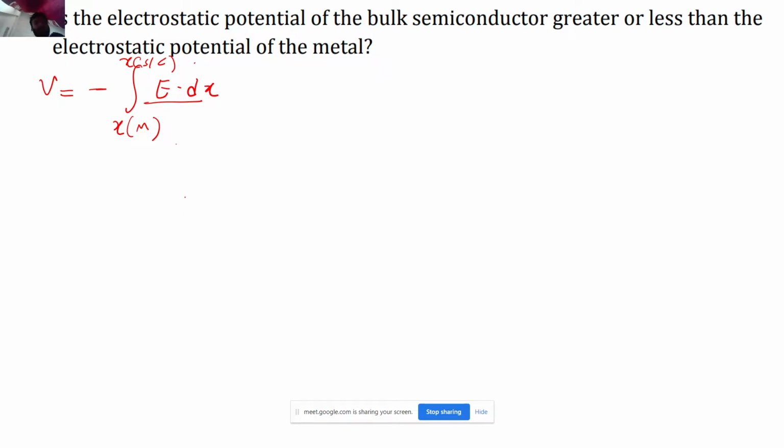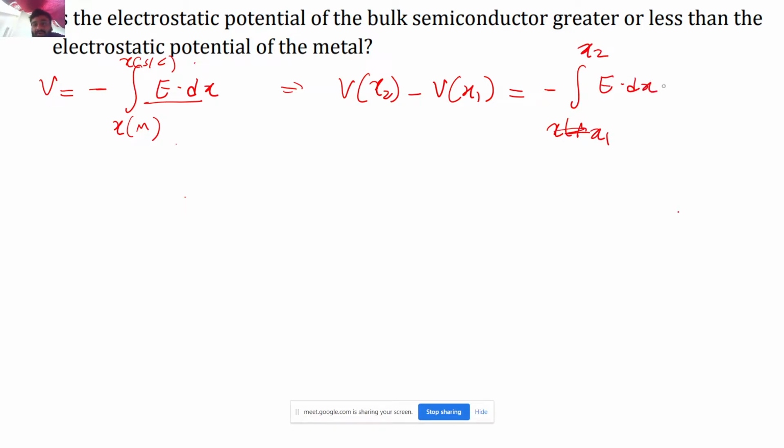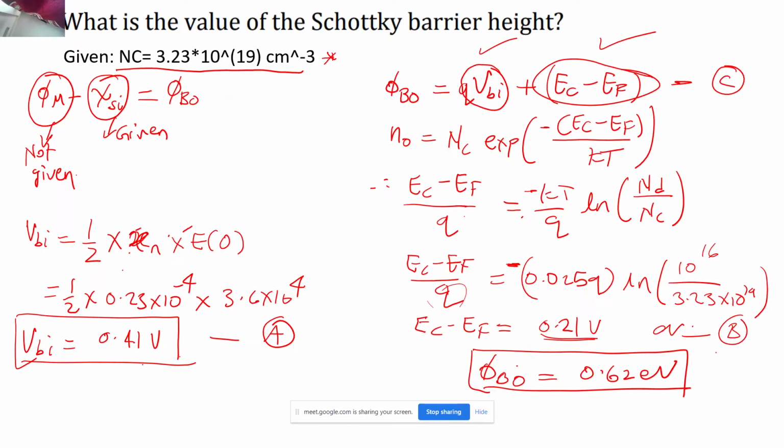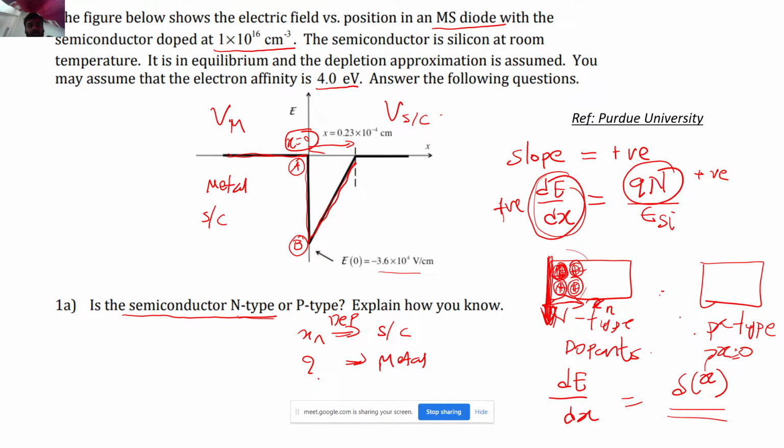So now let me expand it like this. Let's say there is some point, V of x2 minus V of x1, and this is represented by the integral from x1 to x2 of E dot dx, correct? Now if I just look at the area over here, what is actually the value of this area? Let's say I don't consider this entire depletion region, I consider only this small portion.